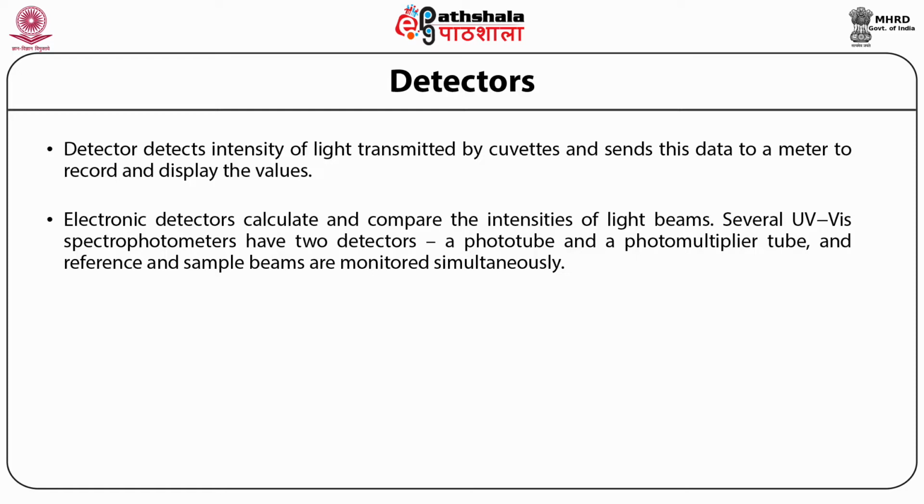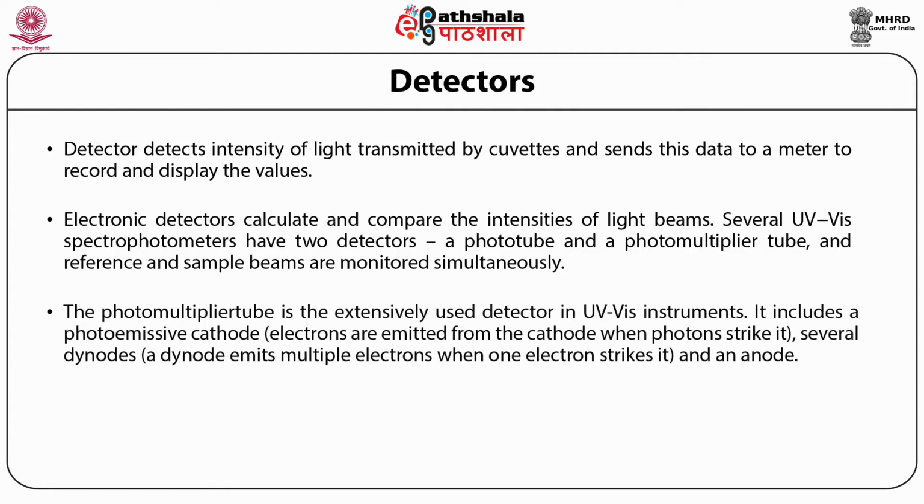Several UV-vis spectrophotometers have two detectors, a phototube and a photomultiplier tube, and the reference and sample beams are monitored simultaneously. The photomultiplier tube is an extensively used detector in UV-vis instruments. It includes a photoemissive cathode.